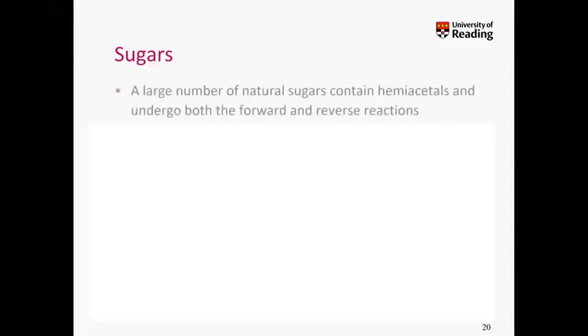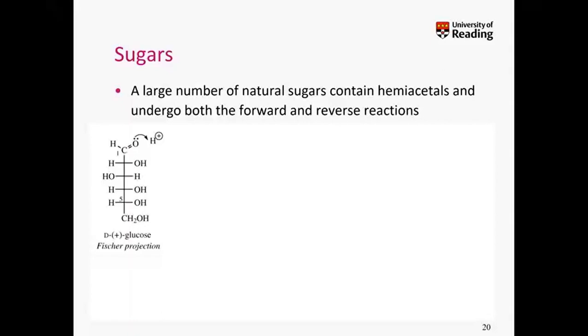A large number of natural sugars contain hemiacetals. And therefore, those reactions which I've been talking about happen to these sugars. They have the ability to act as a hemiacetal and be converted back to an aldehyde, but equally, they have the ability to be the aldehyde and cyclize into a hemiacetal. This is a very sugar chemistry way of showing the reaction, with these crossed bonds, and that's all to do with showing stereochemistry. Don't worry about that, it's just a way of showing it.